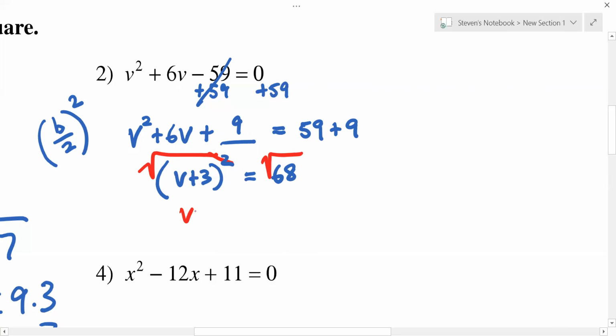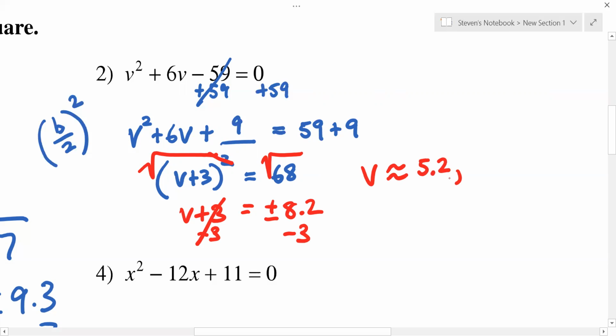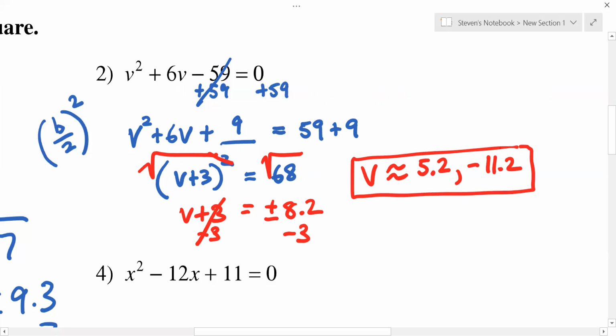Now I'm left with v plus 3 equals the square root of 68, which is not a perfect square. So again, I'm going to take the square root in my calculator, and you should be getting 8.2. So I'm going to say plus or minus 8.2. And then one more step, just subtract that 3 from both sides. And then I'm going to have my two answers. V is approximately, so positive 8.2 minus 3 is 5.2. And negative 8.2 minus 3 is negative 11.2. And those are your two solutions.